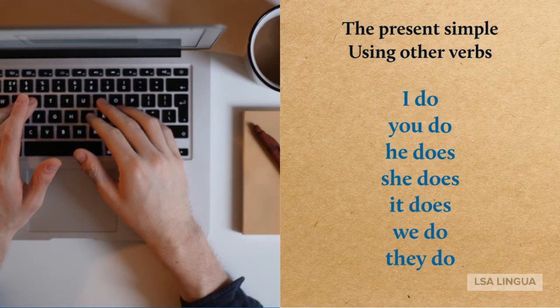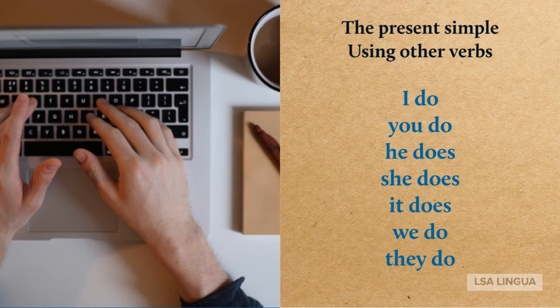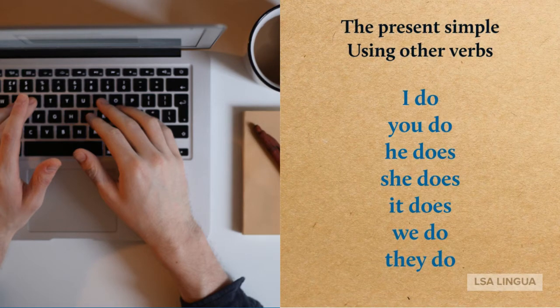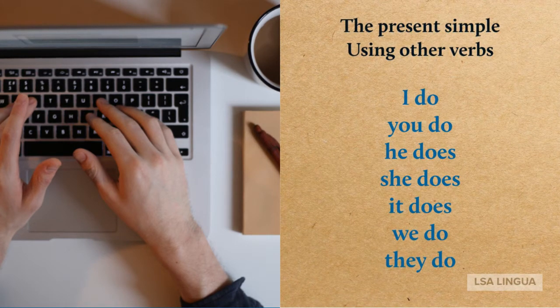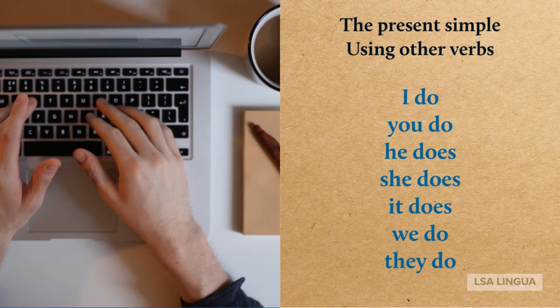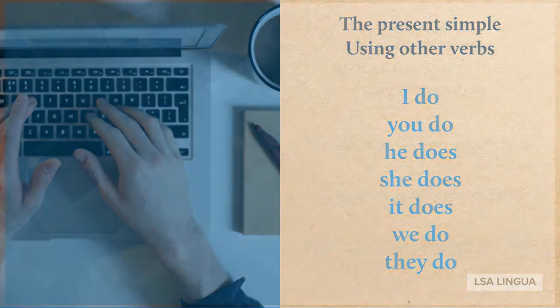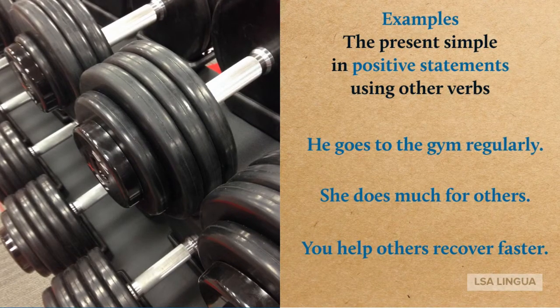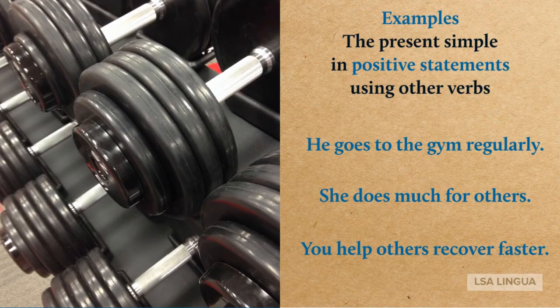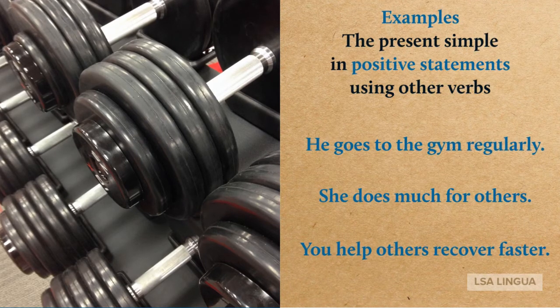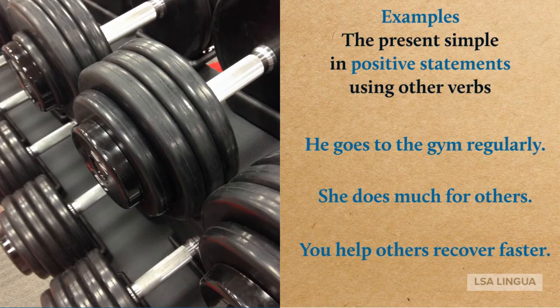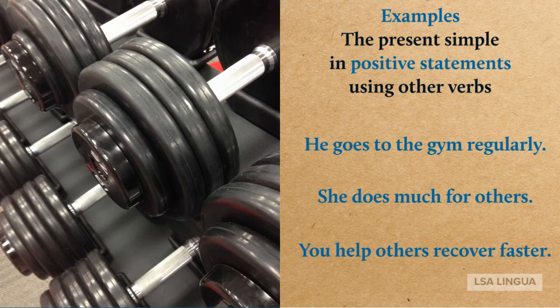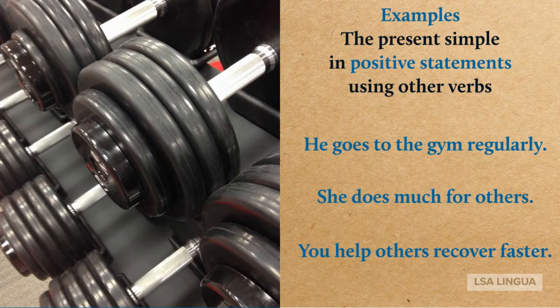Alright, verb do. I do, you do, he does, she does, it does, we do, and they do. Some examples in positive statements using other verbs than be. He goes to the gym regularly. She does much for others. You help others recover faster.